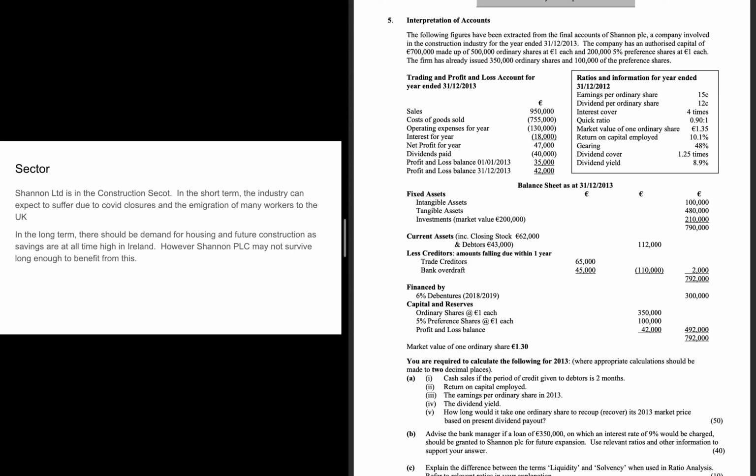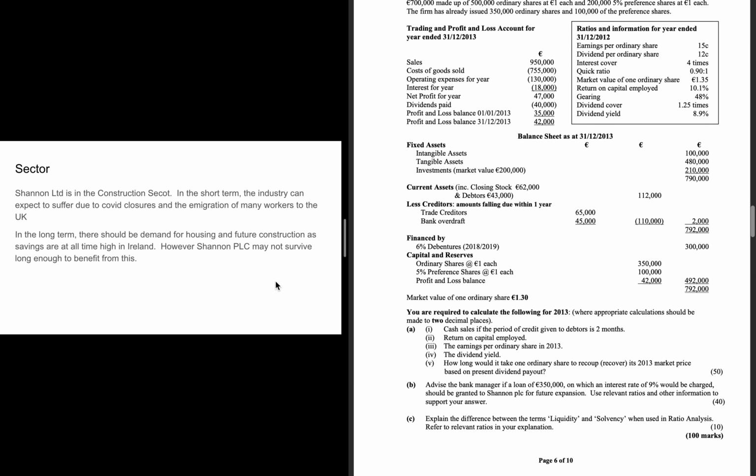But in the long term, I need to come up with another negative as well as a positive. So in the long term, I was like, well, I need my positive. So there should be demand for housing and future construction and savings that are at an all-time high. So any business for you lads that is in anything major, the car industry, kitchens, anything that there's significant cost to, should bounce back fairly quickly. But I wanted to say that Shannon Limited may not survive long enough. So I got my second negative in there.